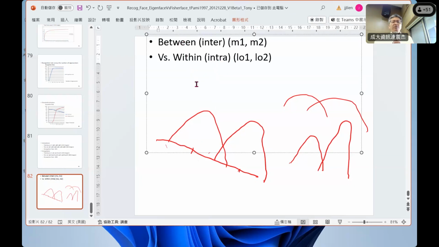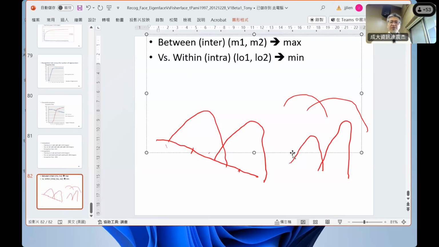The purpose of LDA is actually to find the relationship between and within, which we also call inter and intra. Intra is the class itself, inter is between the two classes. So we want the between to be as large as possible, a maximum, and the within to be a minimum. That's the purpose of LDA.